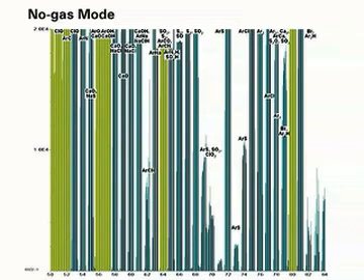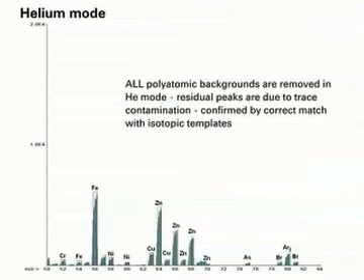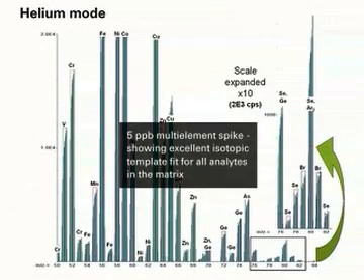Now watch what happens when helium is added to the cell. All matrix-based interferences are removed. The remaining elemental peaks are due to parts per billion level contamination in the matrix. This is confirmed by the correct isotopic template fit. Helium mode has removed all polyatomic interferences simultaneously. Finally, adding a 5 parts per billion multi-element spike confirms all analytes are easily measured in this very complex sample matrix.